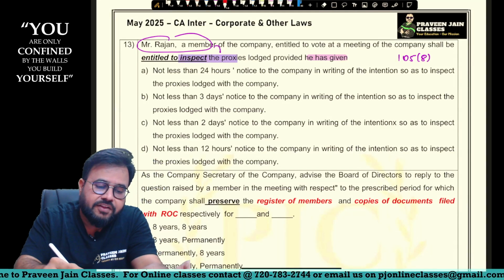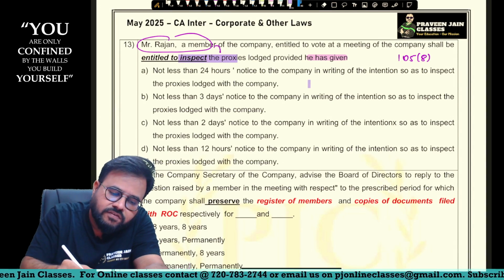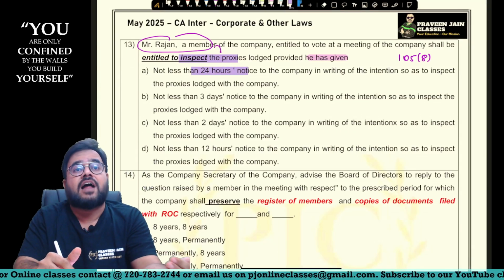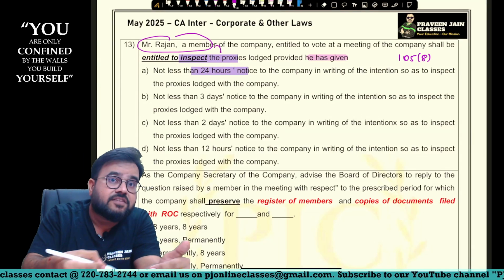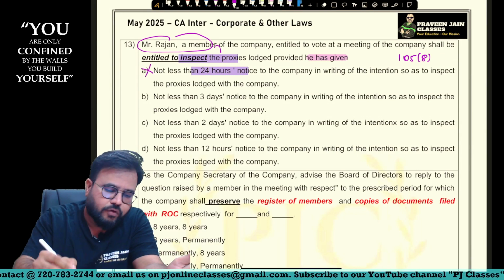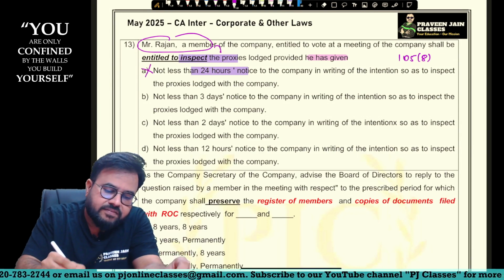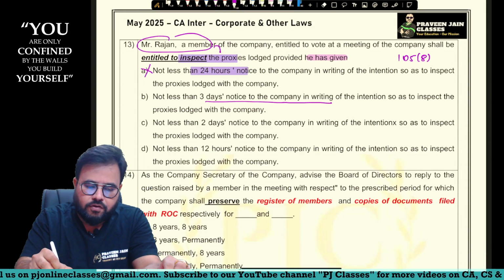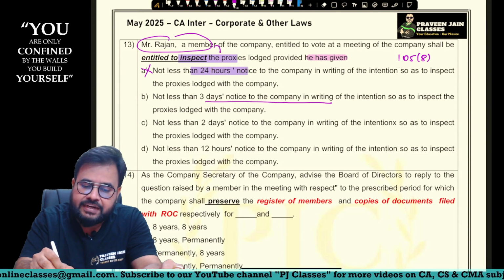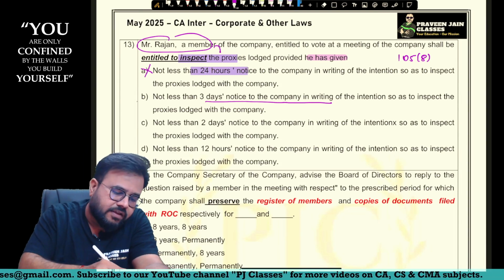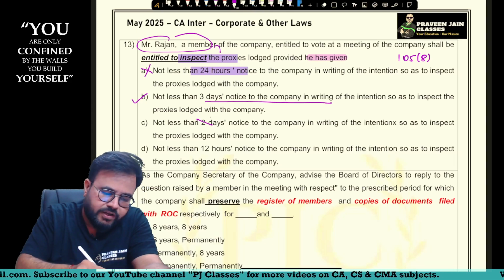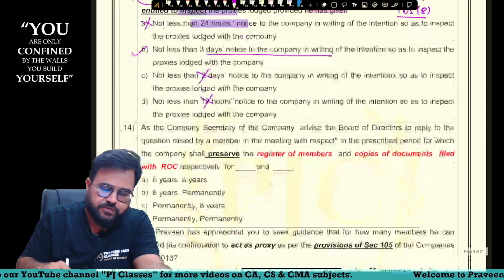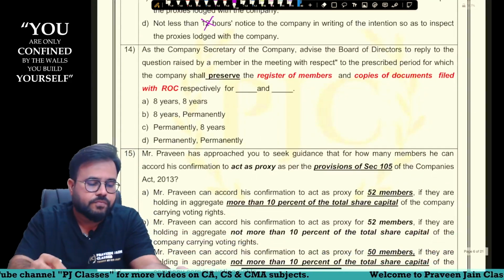Not less than 24 hours' notice to the company is given. Answer is no. The 24 hours is when you will start doing the inspection. So can I say this is where students can go wrong, sir? So A is the wrong answer. Not less than 3 days' notice is given in writing to the company of the intention to inspect the proxy log. Yes, this is the right option, sir. 2 days, 12 hours is completely wrong. So here section 105 subsection 8 was tested, sir.